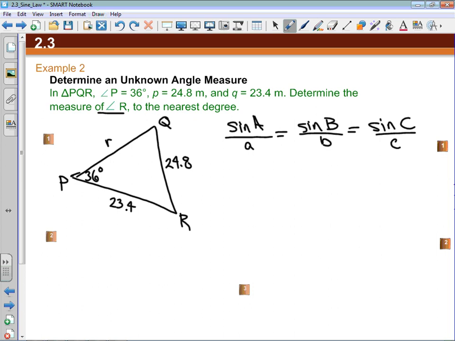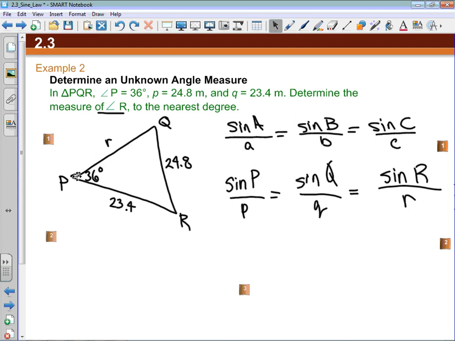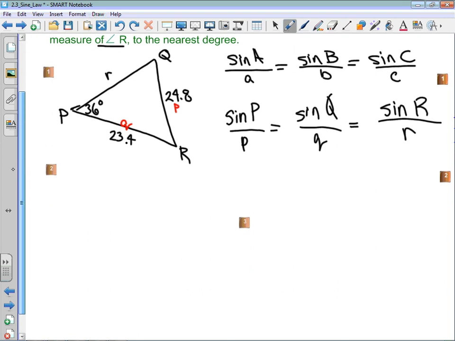So instead of sine angle A over A, I'm going to say that this is sine of angle P over side P. That's equal to the sine of angle Q over side Q. And that's equal to the sine of angle R over side R. And just to make sure we see where those are, this 24.8 is side P, and the 23.4 is side Q, because they're opposite of those labeled angles. So when I put the information into this question, we are going to get a little bit more useful form out of it.